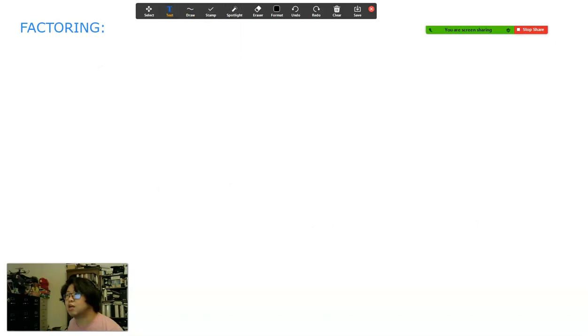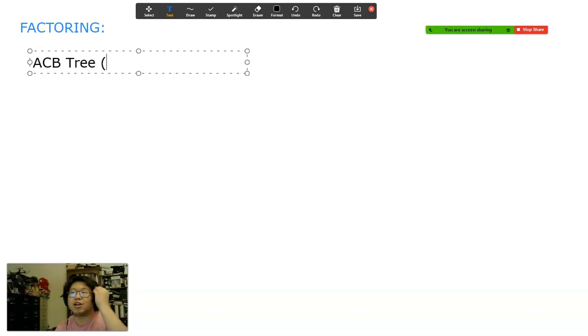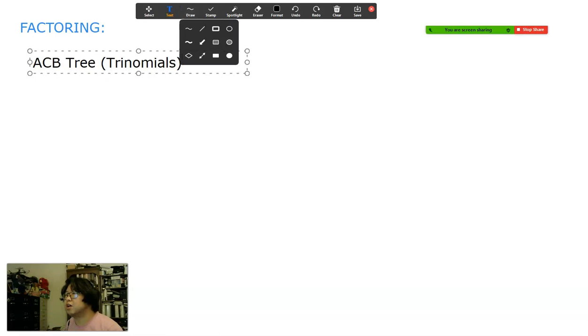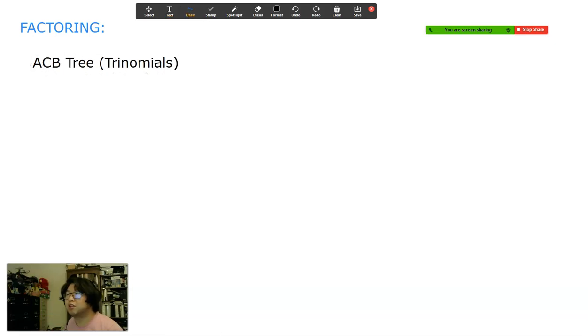Okay, so welcome back. Here's our third method. Our third method is going to be called the ACB tree. You may remember this from when we taught it in earlier courses, but this is when we're dealing with things like trinomials. So let's go ahead and make a couple of examples here. These are a little harder to spot, but this is kind of what I'm talking about.